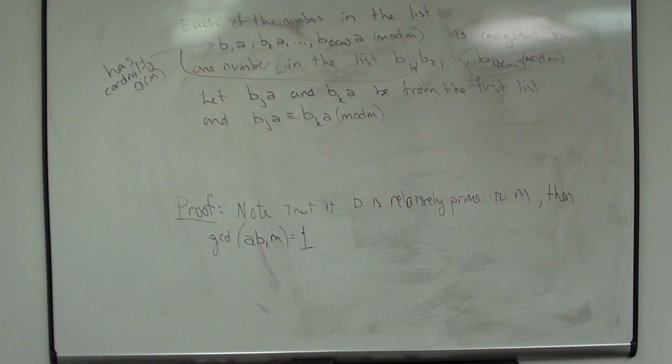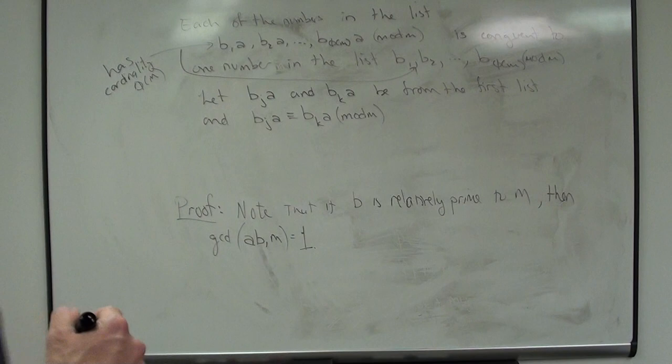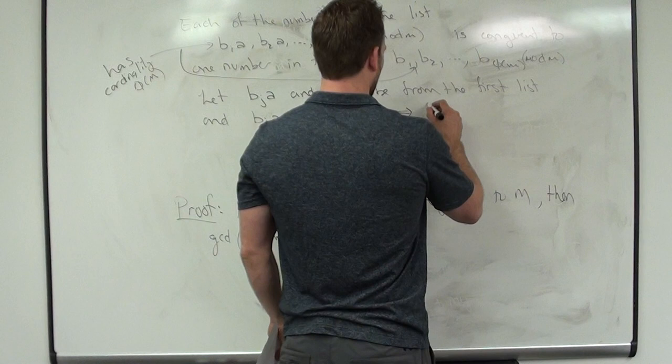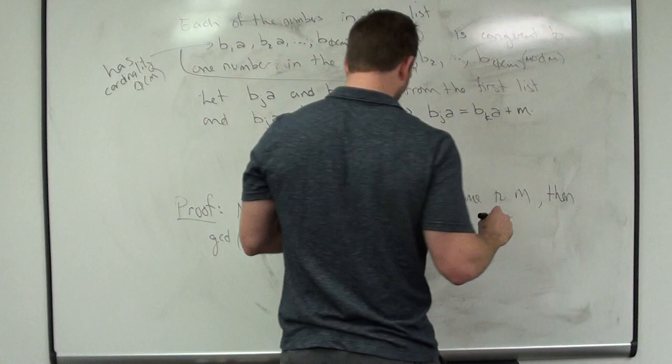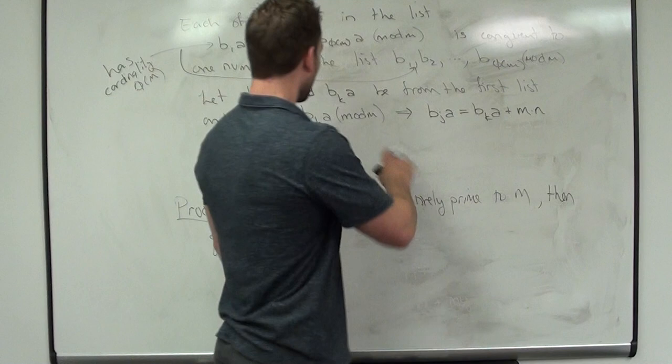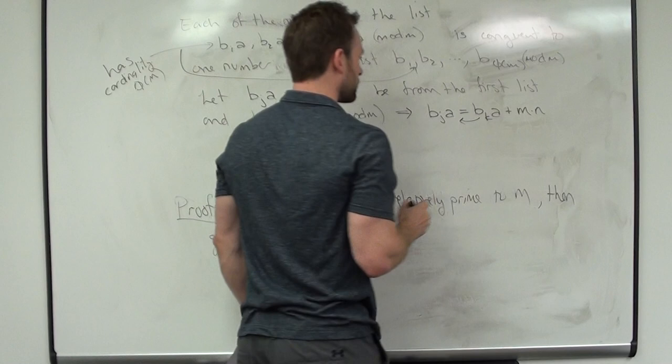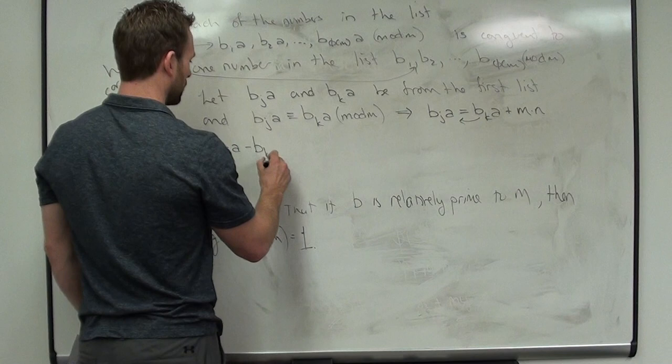So when we look at this, b sub j a congruent to b sub k a mod m, we always translate that around to our equation. This means that b sub j a is equal to b sub k a plus m times, do I use an n anywhere? I hope I don't. I'll use an m then. m times n, right? That's our definition of congruence. And if we just take this to the other side, b sub j a minus b sub k a is equal to m times n.